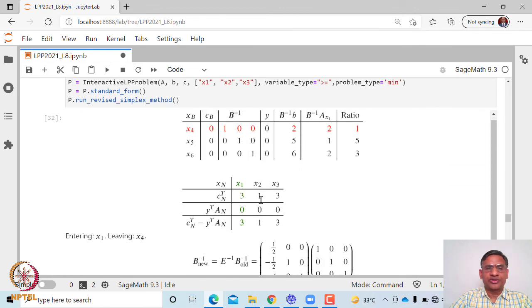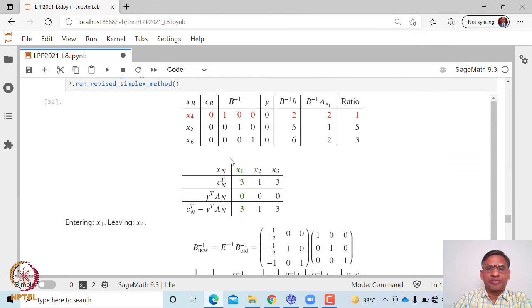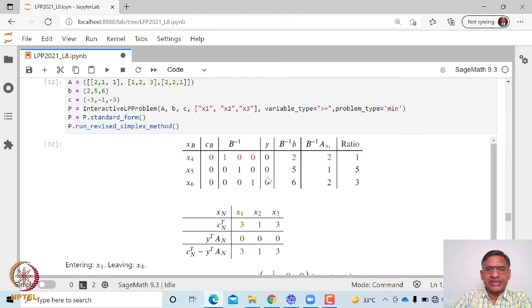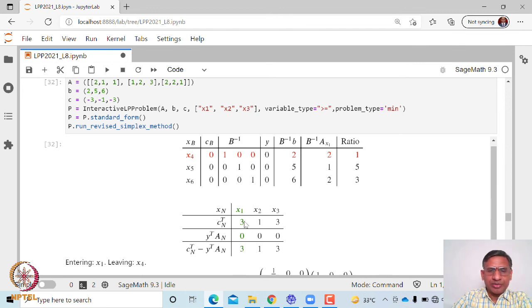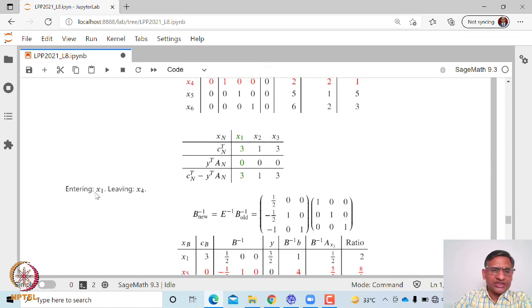Once you execute this, you can see here this is the first step, right? This is the identity matrix, and the red one tells you that this is the outgoing variable, and here the green one tells you what is the incoming variable. So x1 enters, x4 goes out. That is what it says here.